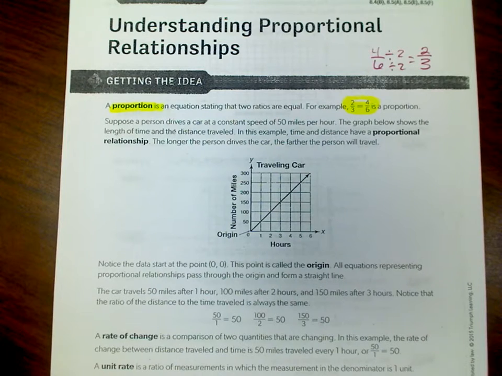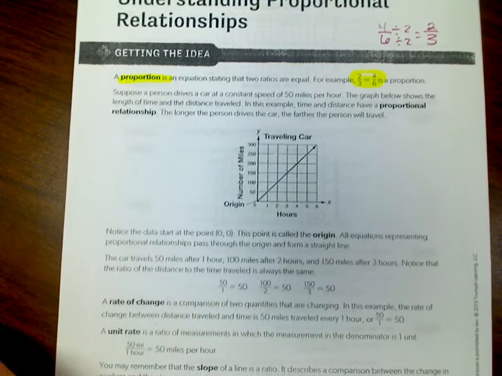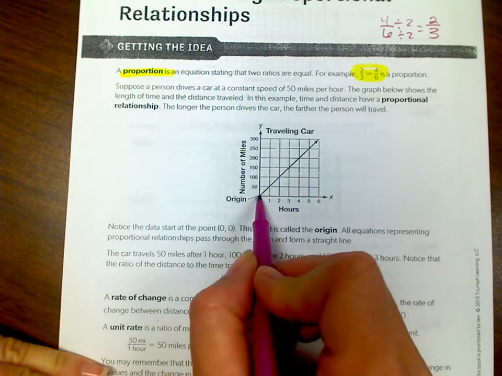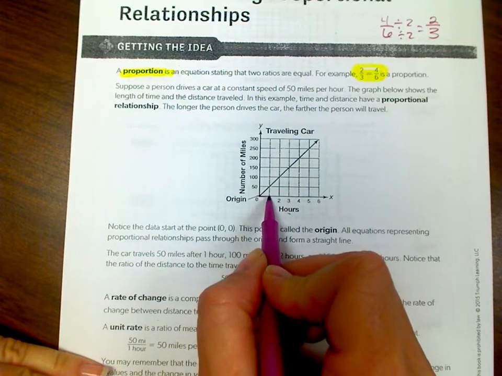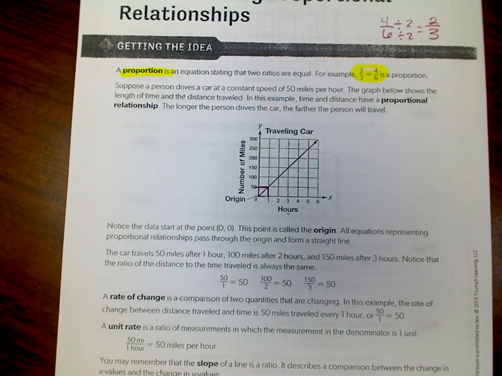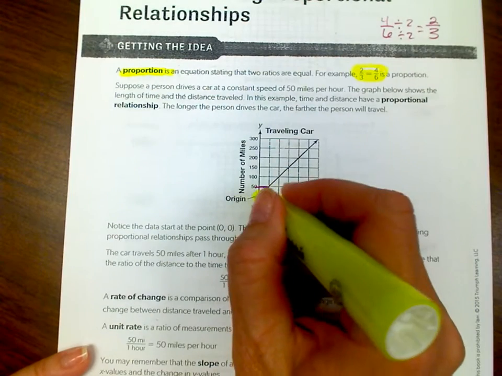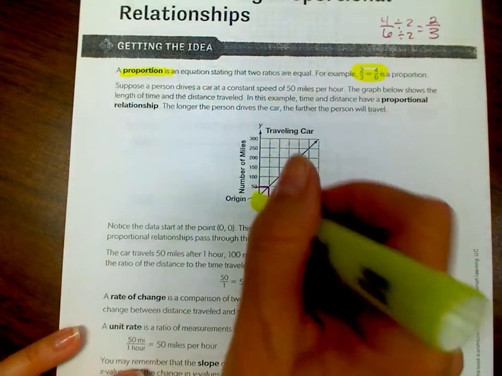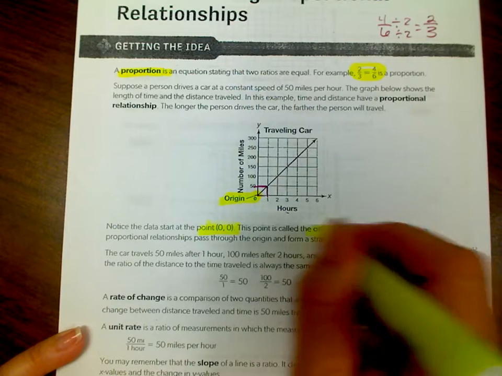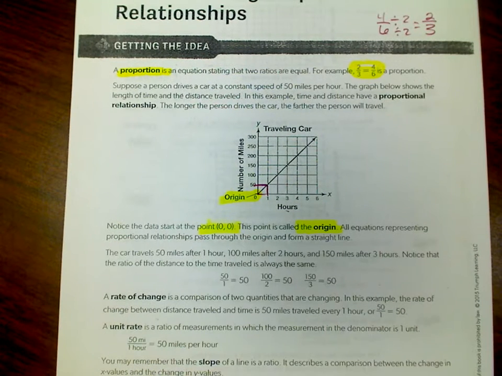I'm just going to look at vocabulary. You can go through this notes part yourself. If we look here at the table, tables are easy. If you go over, this is 1 hour. He's going to drive 50 miles, so 50 miles per hour. It must go through the origin. Origin is 0, 0. That is your origin. This is the vocabulary that you'll need to remember.